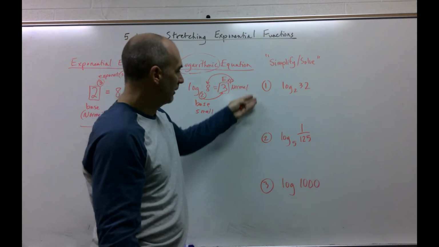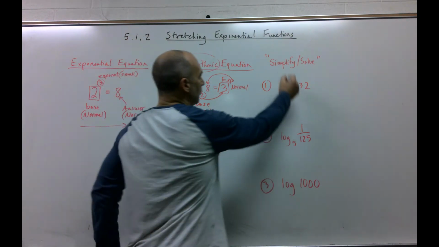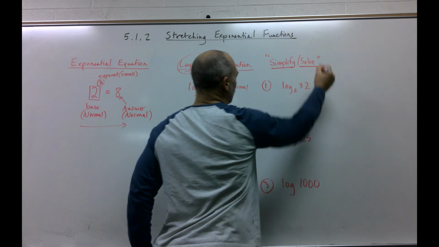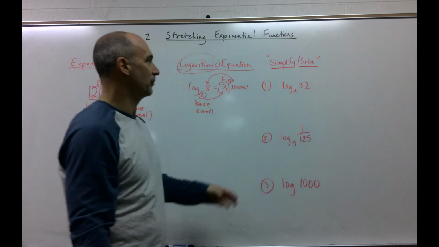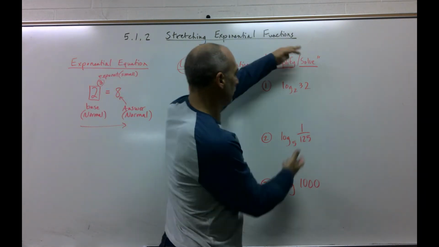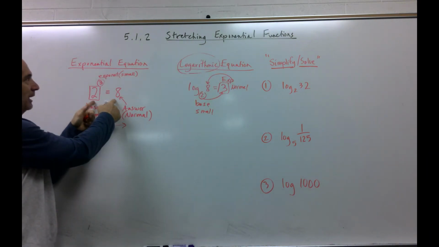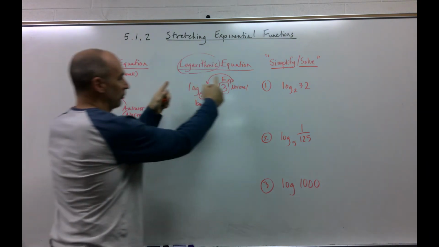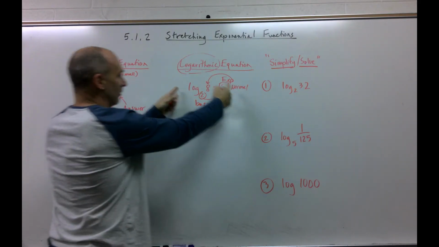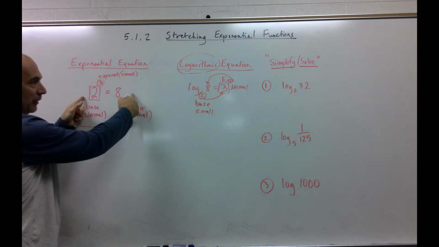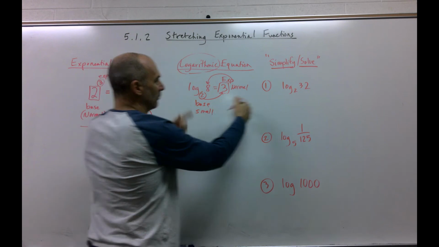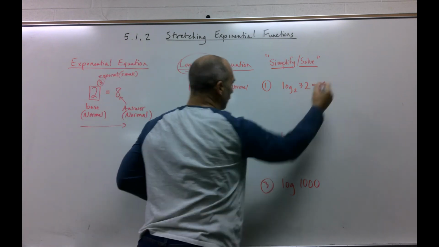So look at these three problems. Sometimes you'll see the instruction simplify, sometimes you'll see the instruction solve, sometimes you won't see anything. It's like, well, what do I do? Well, you got to remember there were 3 parts to an exponential equation. There's 3 parts to a logarithmic equation exactly like this, just written differently. And you just have to realize, well, what's the missing part? Well, the exponent is the missing part.